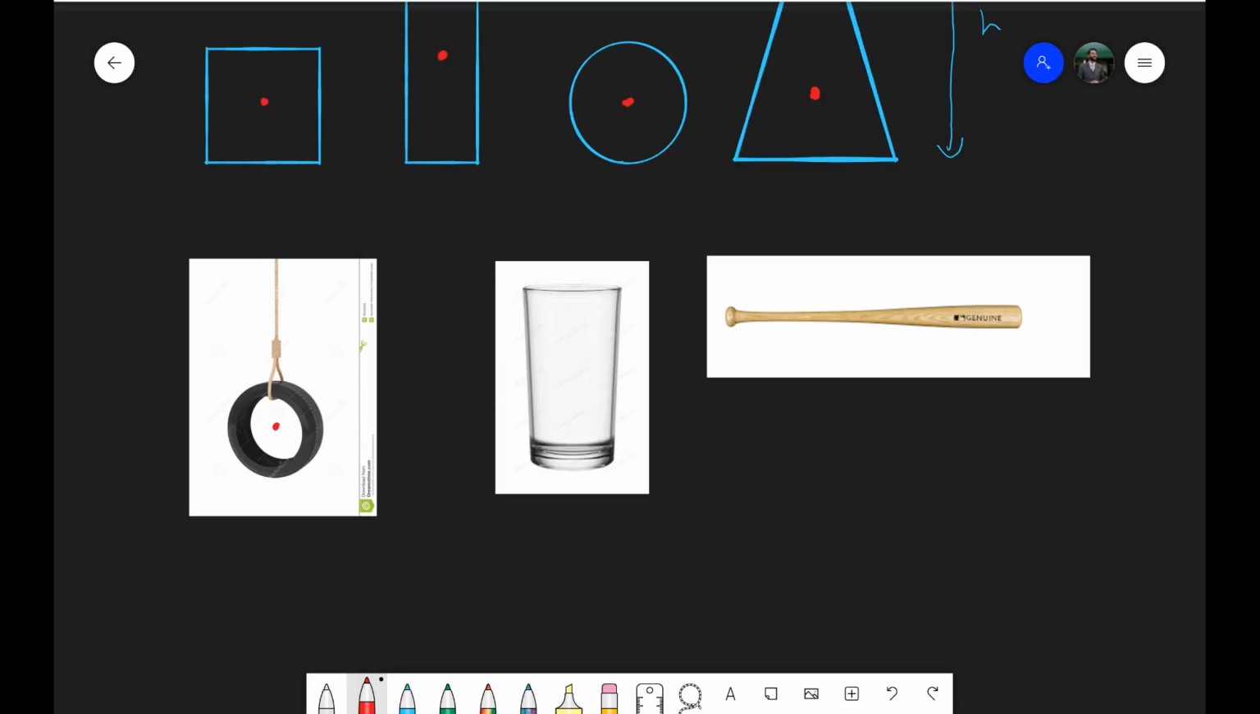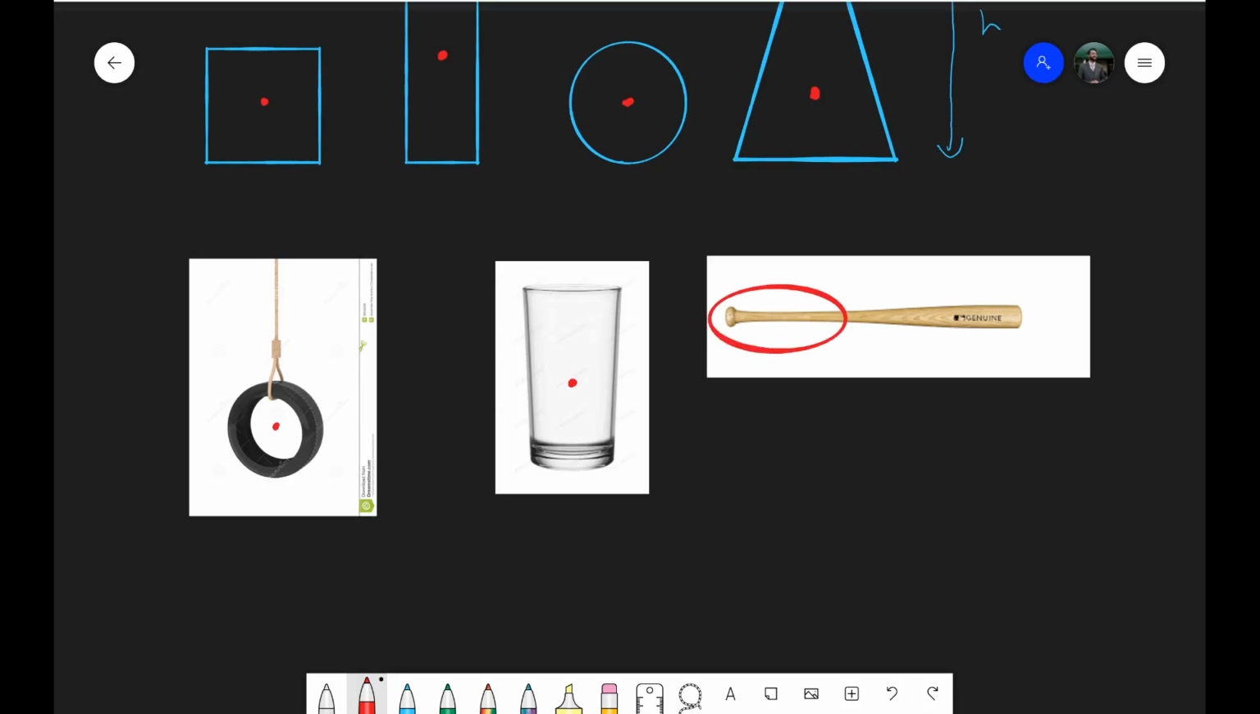Similarly, for this empty glass, it would actually be right in the middle of this glass where the hollow part is, where there is air and nothing actually there, but the center of gravity is actually lying in that hollow part. For this baseball bat, you can see that it's not even.